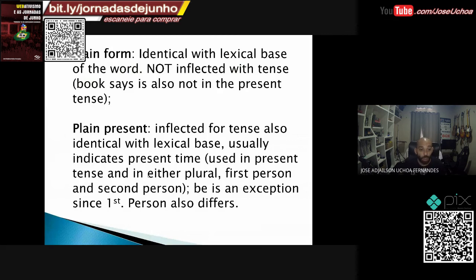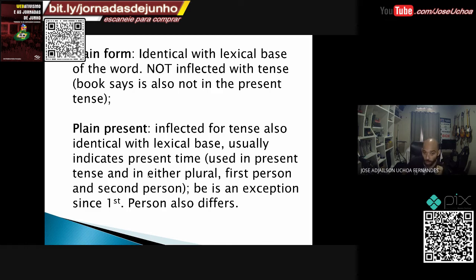Vamos lá. Aqui uma definição de cada um. E aí fica aquela comparação que você me perguntou, Matheus, né? A diferença entre plain form e plain present. Plain form is identical with the lexical base of the word. It's not inflected with tense. Ok? Não há uma inflexão. Ele é idêntico à base lexical. Qual é a base lexical de to stay? É stay. Qual é a base lexical de to speak? É speak. Não há uma inflexão.